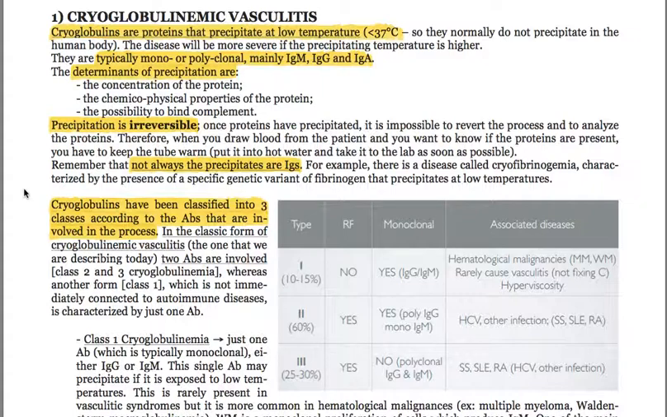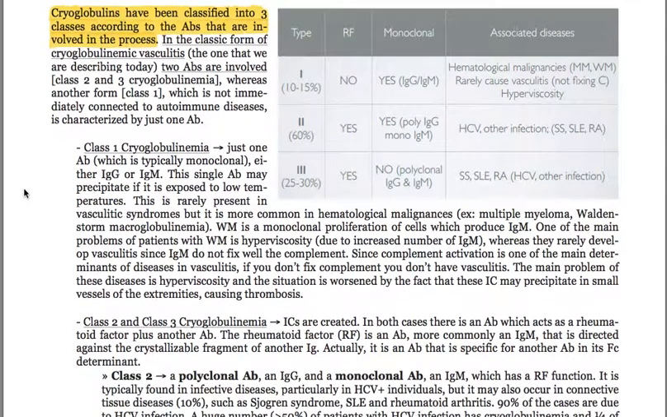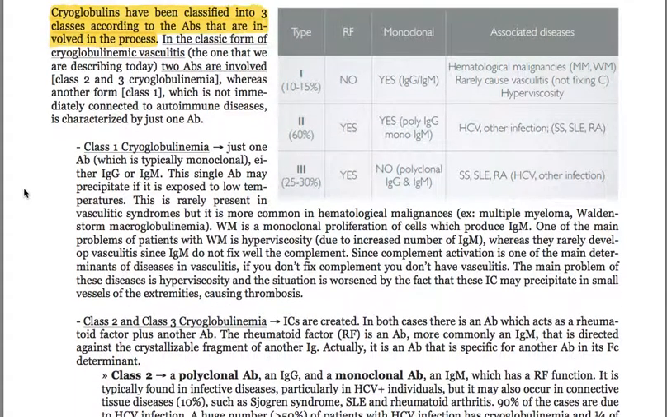We have class 1 cryoglobulinemia, where we have just one antibody, which is typically monoclonal, either IgG or IgM. This single antibody may precipitate if it is exposed to low temperatures. This is rarely present in vasculitic syndromes, but is more common in hematological malignancies, like multiple myeloma or Waldenström macroglobulinemia.